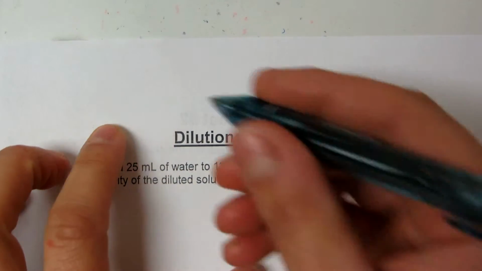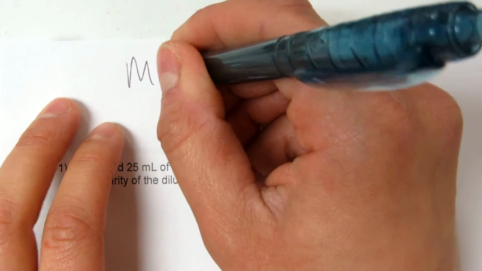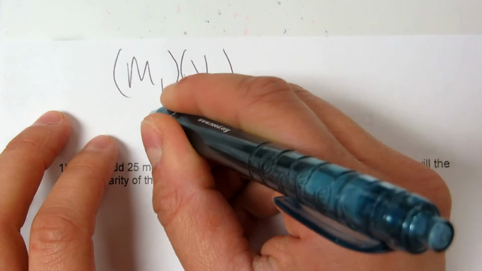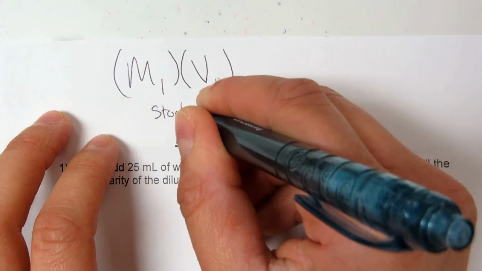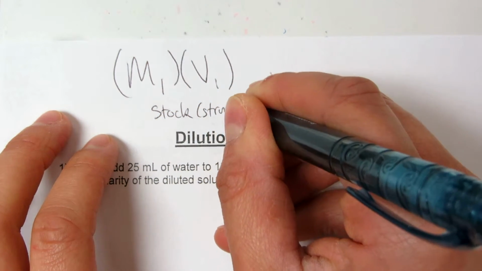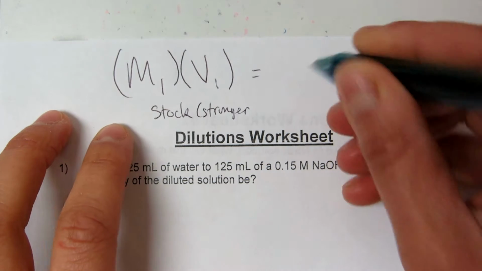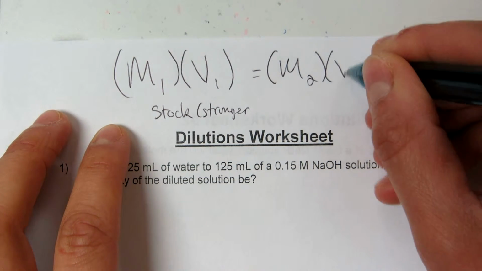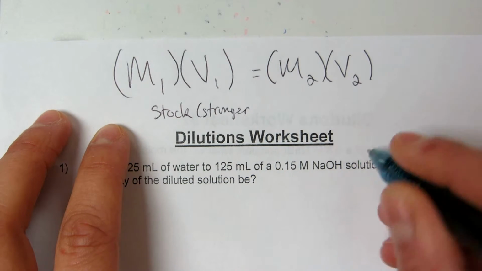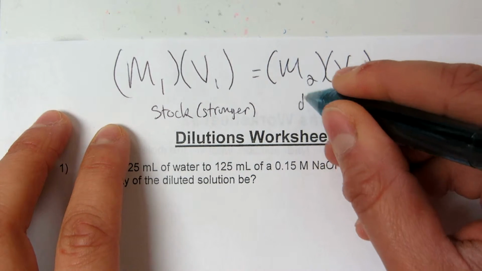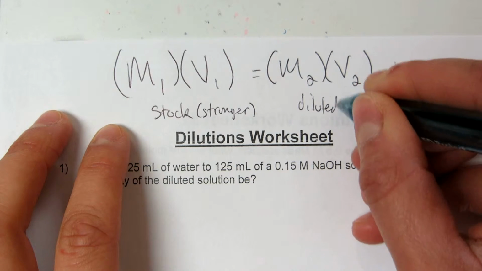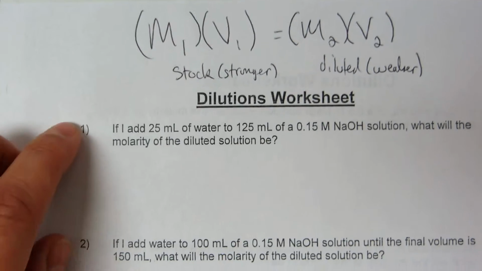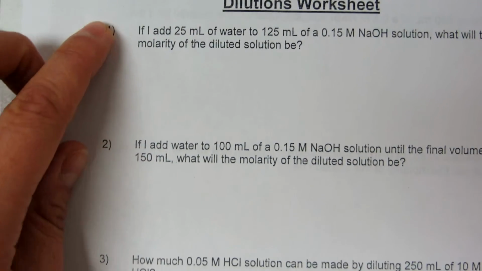So dilutions is based on the concentration of your stock, M1, times the volume of the stock. So this is the stock solution that's stronger. Is equal to your diluted solution concentration, so that's weaker, times the volume of your final solution. So this is your diluted, weaker side after you added water. Okay, we're going to do 1, 2, and 3. I'm going to say 1 for the last one, actually.